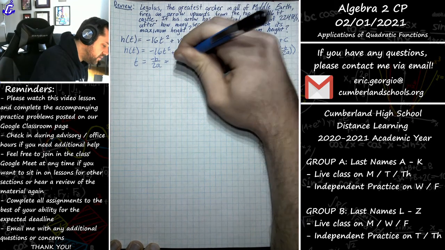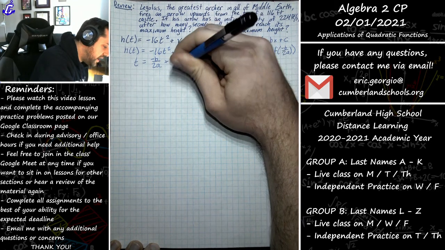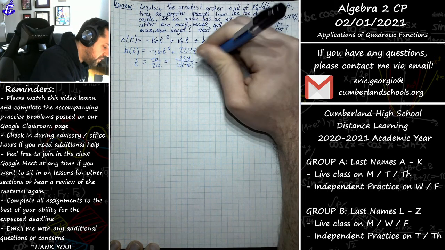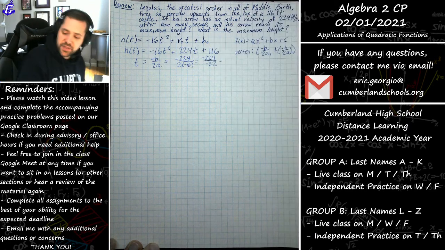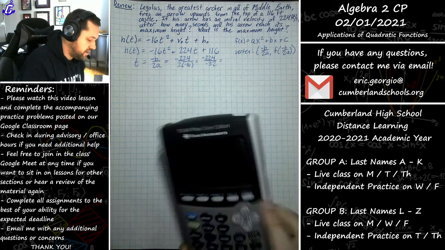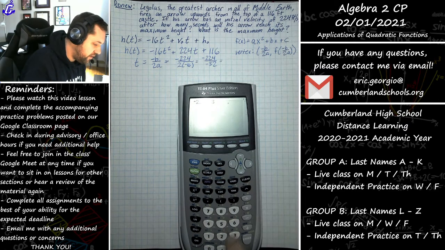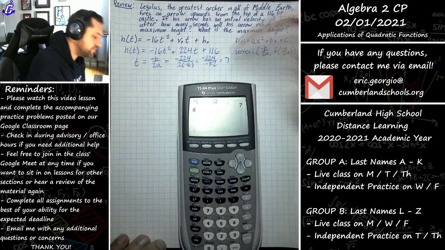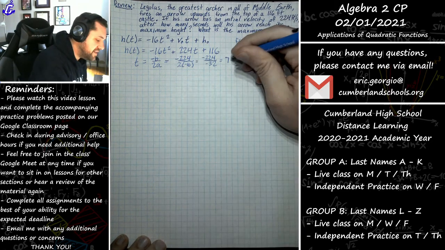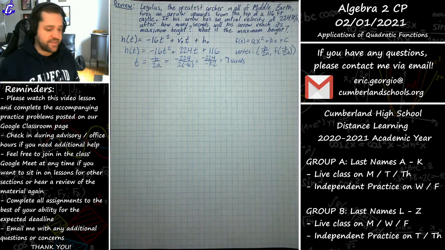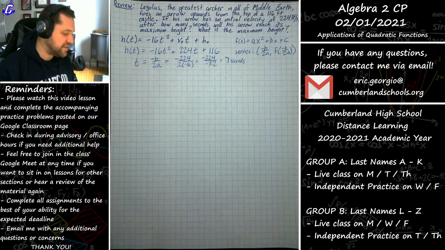That's going to be negative 224 over 2 times negative 16, which is negative 224 over negative 32, which I believe is positive 7, but I'm just going to double check on the calculator. Negative 224 divided by negative 32, yep, we get 7. So what that answer of 7 means is that it takes 7 seconds for this arrow to reach its maximum height. It's a fantasy world, you know? Think about that. 7 seconds in the air, it's just climbing upwards. It's pretty awesome. I mean, it's Legolas after all.